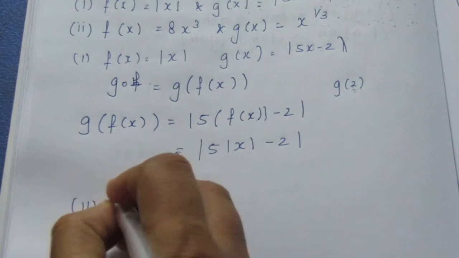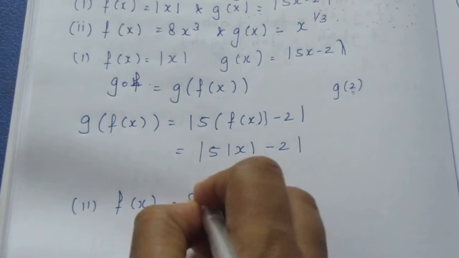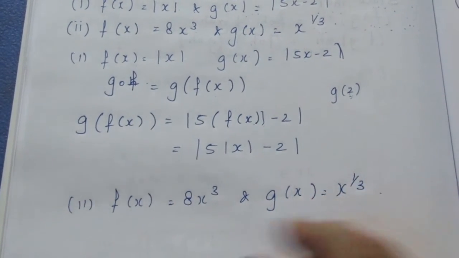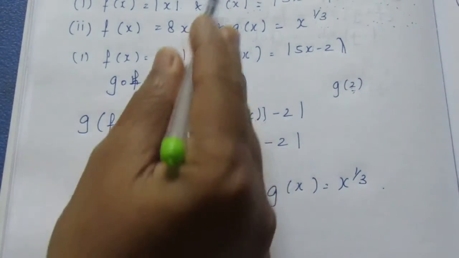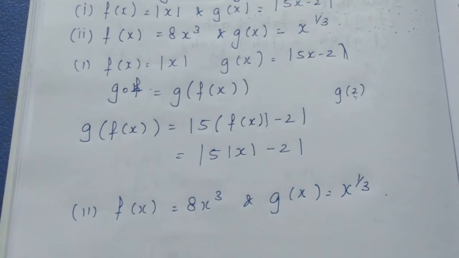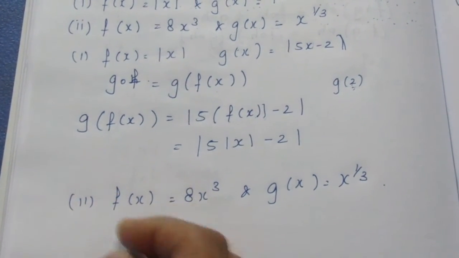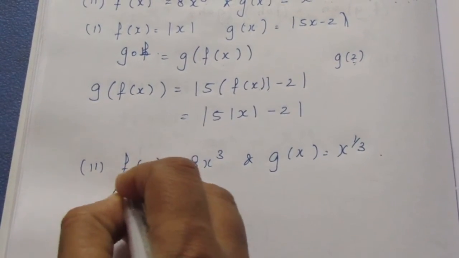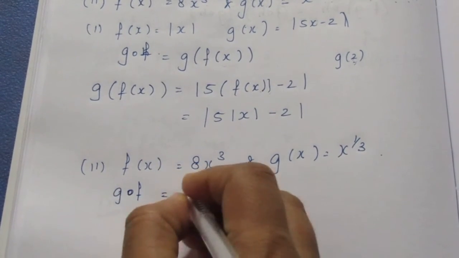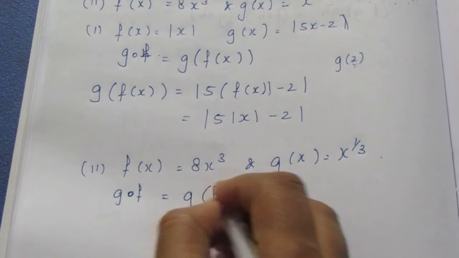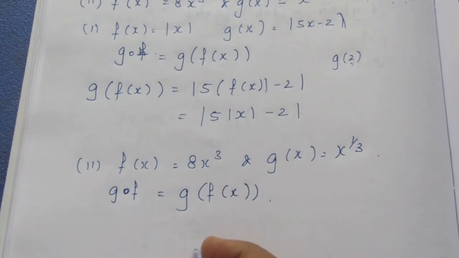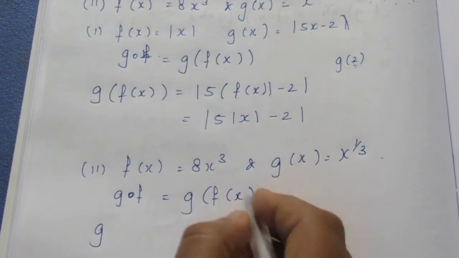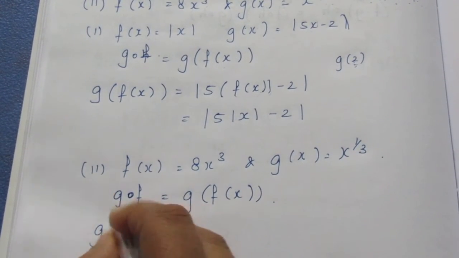Second one, they have given f of x to be 8x cube and g of x to be x power 1 by 3. Now we need to find f composite g. I'll find it later. Let me finish the second part now. Here we need to find g of f, that is g circle f. We can write this to be g of f of x. Now g of f of x means, as I told before, instead of x we have f of x. So instead of x, write f of x.